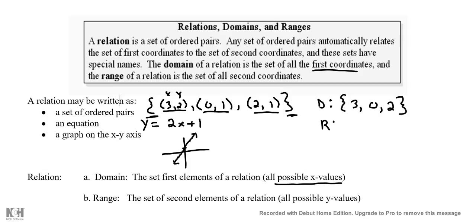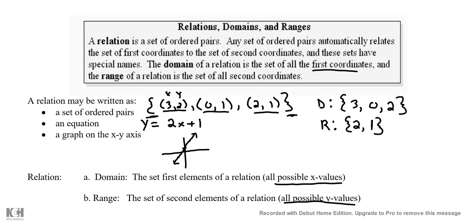The range is all the second coordinates, or all the possible y values. So for our range, we actually have 2 distinct y's. We have a 2 in the first ordered pair, and then both my second ordered pairs have a 1 as the y. And since 1 is listed twice, I don't have to list it twice in my range. I only list in my domain and range distinct values, values that are different from other values. So if I have any repeats, I only have to list them once.